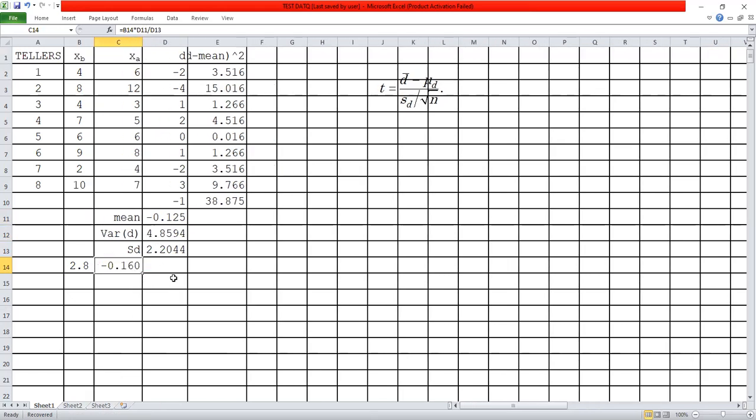Yeah, minus 0.160. Minus 0.160. That is your calculated T. T calculated, this one here. That is step 3. Then step 4.